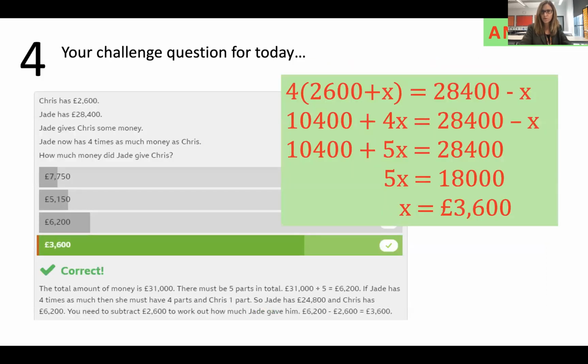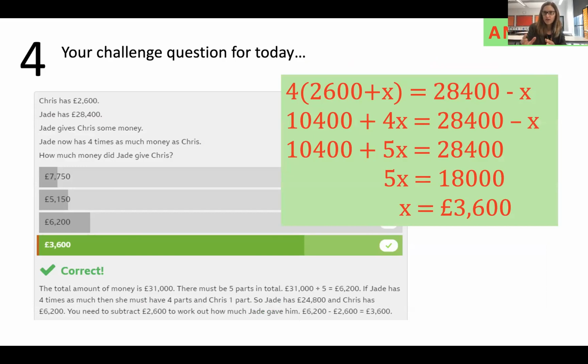Finally, our challenge question. It was a little bit of a challenge. This one, there's a couple of different ways that you can look at it. There's a method down here using ratios, but the way I've looked at solving it is using algebra. And I know that Jade is giving Chris some money. Okay, so I've called that amount of money that Jade is giving to Chris X.